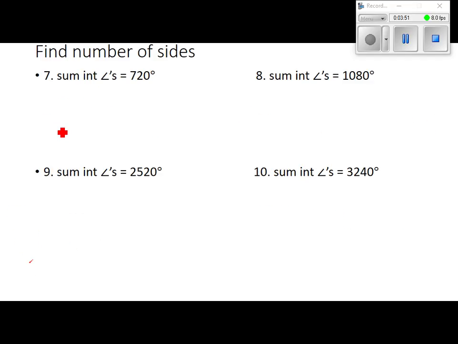Next one, find the number of sides. These are a little harder. You might want to write just this first one down. Then I'll give you a second to write the second one down when we get done with the first one. So just write down the first one. We'll find the number of sides.